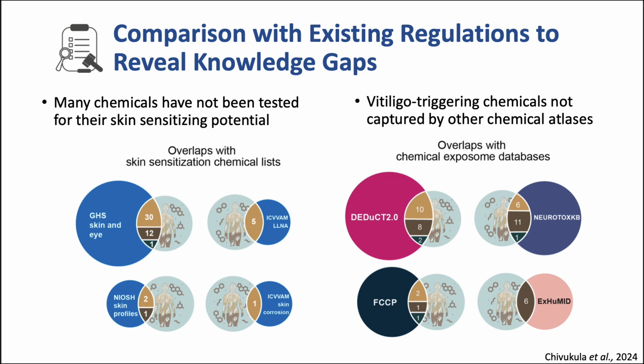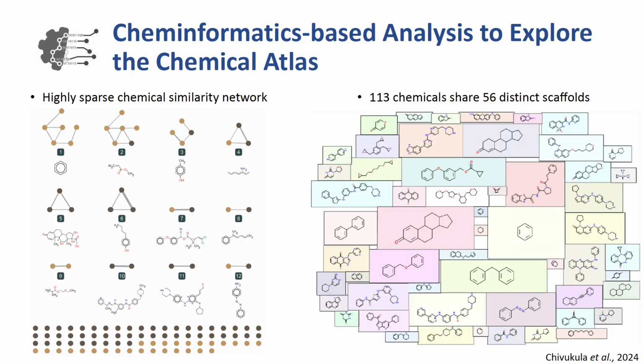Next, we try to use a toolbox called cheminformatics. Similar to bioinformatics, what cheminformatics does is take the chemical structures as sequences, like an identifier of these chemicals, and try to understand how they are related to each other. The first one is the chemical similarity network, where we considered similarity of more than 50%, and each of these nodes is essentially a chemical.